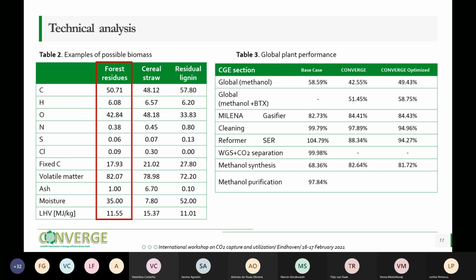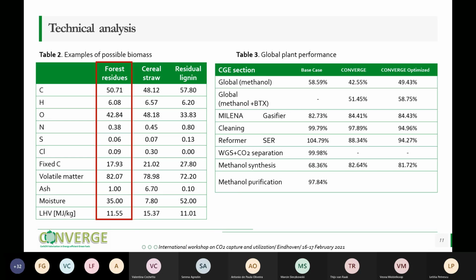Three possible biomass types were characterized, and they are going to be used in process modeling and simulation tasks. The biomass selection was based on the availability of the biomass. These three possible examples of biomass are forest residue, cereal straw, and residual lignin. Up to this moment, the attention was focused on the forest residue biomass, and this biomass was considered in the base case and in the Converge case for technical, economic, and environmental evaluation. Talking about the technical results, cold gas efficiency for the most important subunits such as Milena, cleaning, reforming, or the methanol synthesis step was considered.